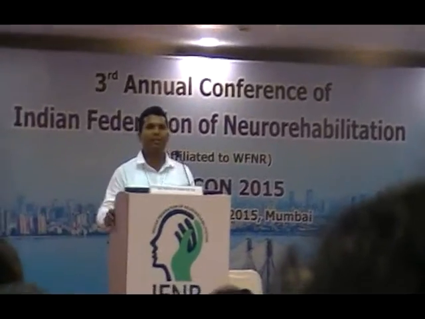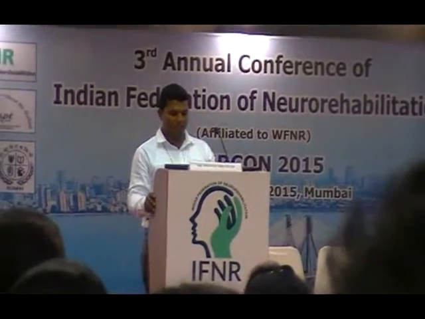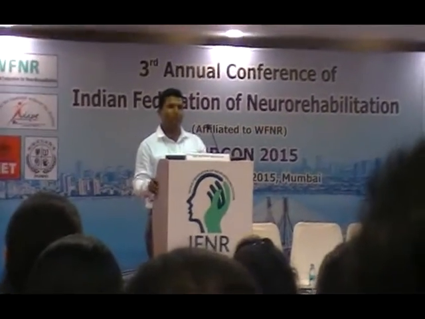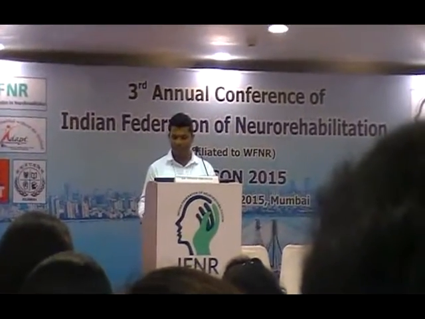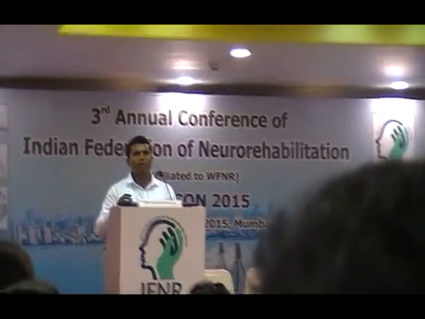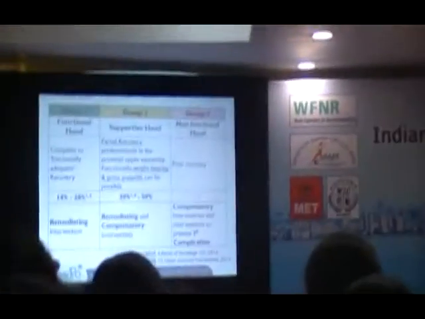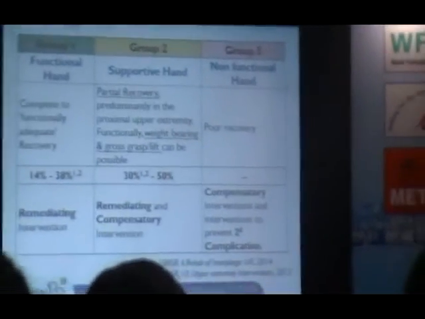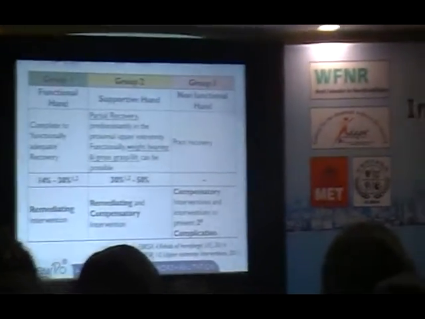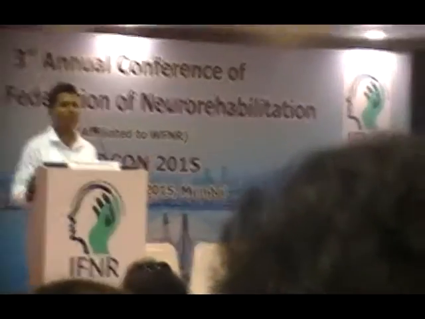Then the other factors are the time of initial medical intervention and the presence or absence of cognitive impairment, which is very critical. I will explain it a little later. Based on all this, in my clinical practice, I divide the patient population roughly into 3 groups. Group 1 is the functional hand outcome. The second is the supportive hand, and the third group is the non-functional hand.